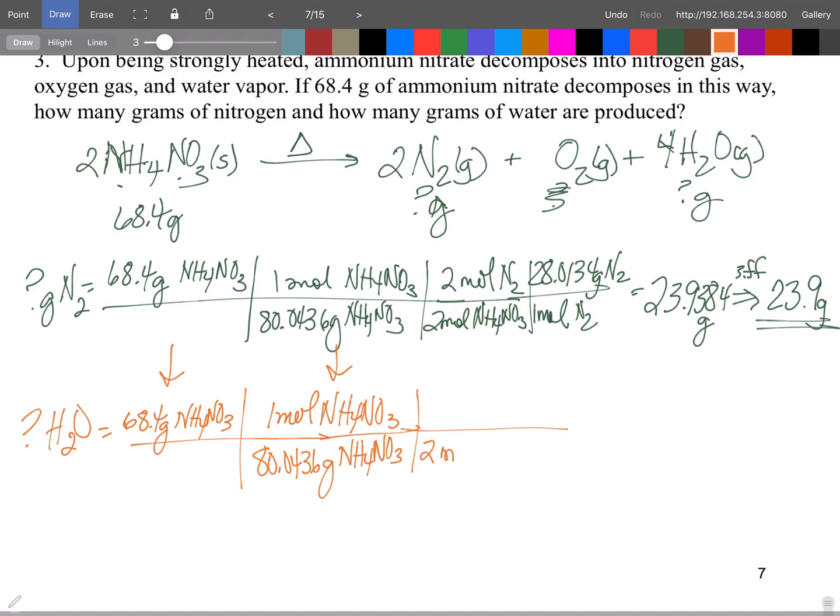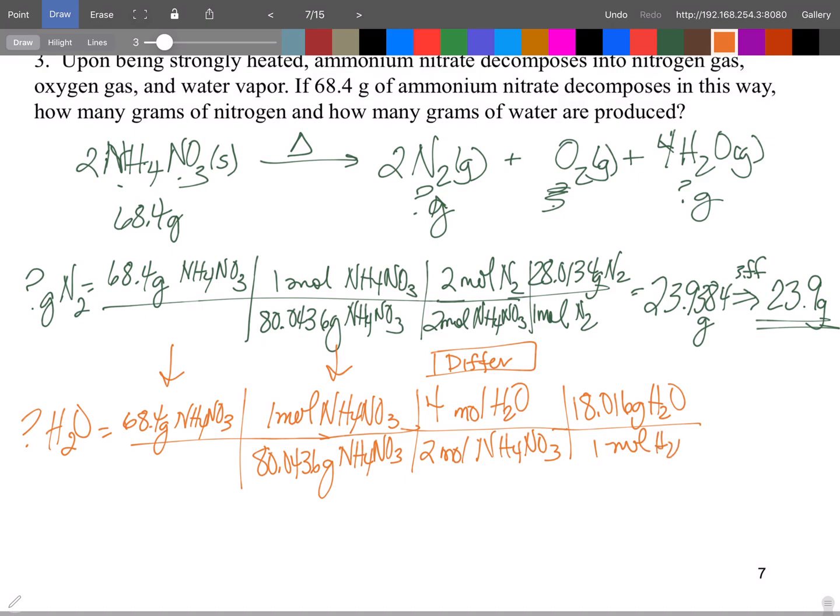You still have the 2 moles of ammonium nitrate because the 2 came from the equation. And on top, you're looking for water, so you're needing the moles of water. And if you look at the equation, that's 4. So this is where we start to differ. Now, if you had the end product, that would be the same, but you don't. We're doing grams of water. So that's equal to 30.79058, which, again, happens to be three significant figures. It won't always be three significant figures, and that's 30.8 grams of water.